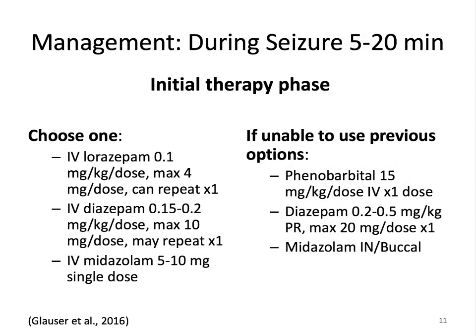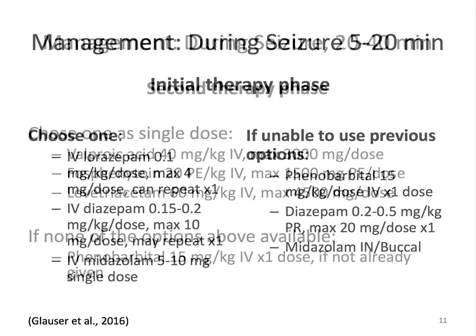In the 5 to 20 minute range, referred to as the initial therapy phase, one of the following options should be included in management: intravenous lorazepam, diazepam, or midazolam. If the patient's unable to receive one of those options, then IV phenobarbital should be considered, or diazepam per rectal, or midazolam intranasally or buccally.